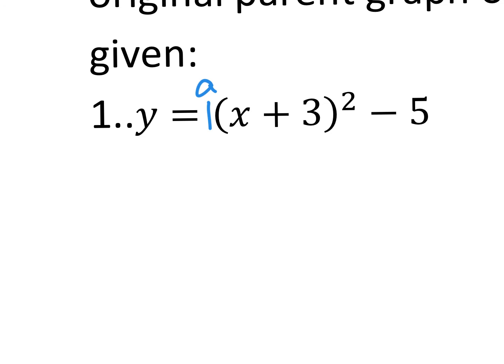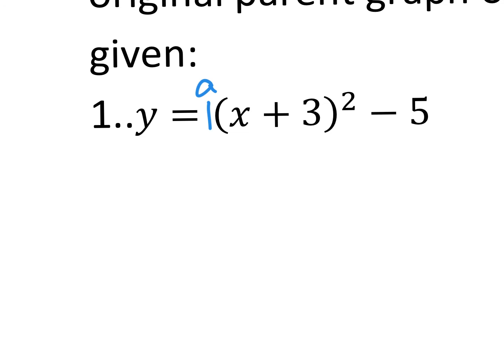Does this get vertically stretched or compressed, or does it just stay the same? The A value is 1. Does it get wider or narrower than the original parent graph? The answer is, it stays the same. The A value of 1 provides that same pattern 1, 1, 2, 4, 3, 9. It's not going to get wider. It's not going to get narrower.